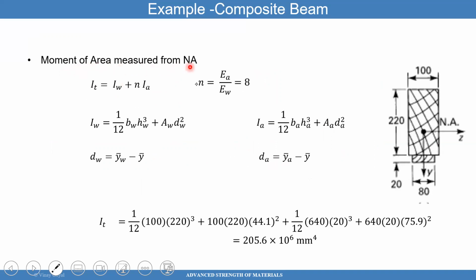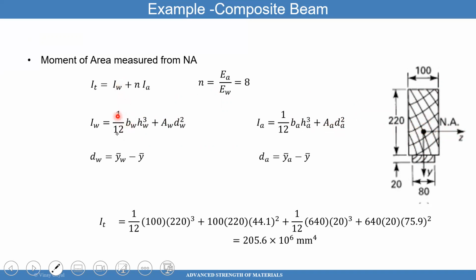The moment of area measured from the neutral axis can now be calculated. So if you recall, we have to do this calculation here. That calculation requires calculating the moment of inertia of the wood piece and the aluminum piece separately, and then we have to use the parallel axis theorem to determine the distance between the centroid of each piece to the neutral axis location. So let's do that.